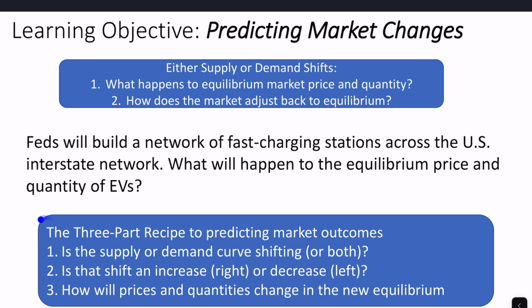So our recipe is, one, is the supply or demand curve shifting, or both? You need to decide what is going on there. Two, is that shift an increase or decrease? So we're going to move that curve left or right. And three, determine how those prices and quantities will change in the new equilibrium. So remember this three-part recipe to be able to solve a problem like this.